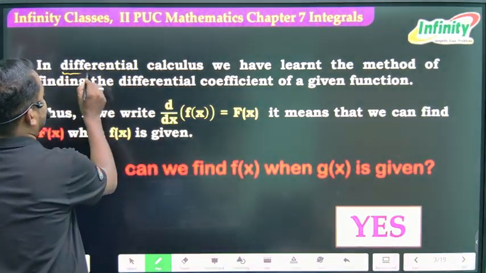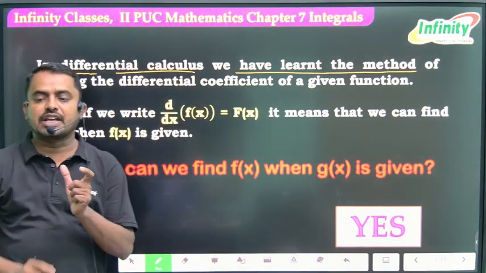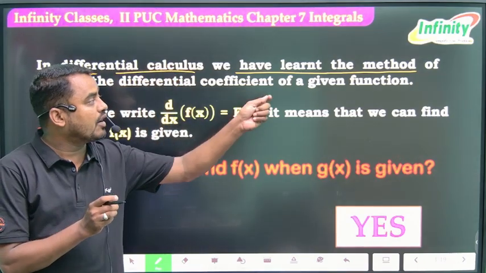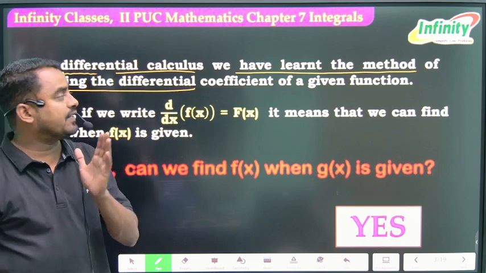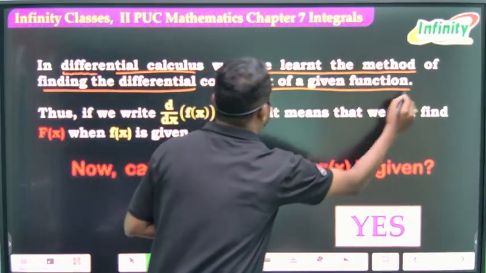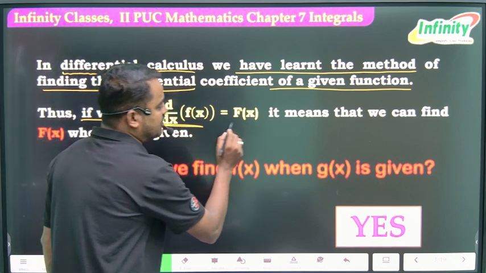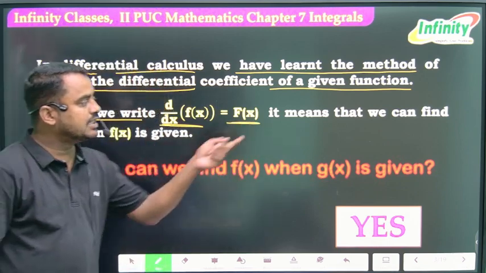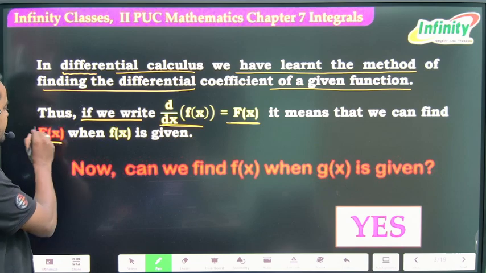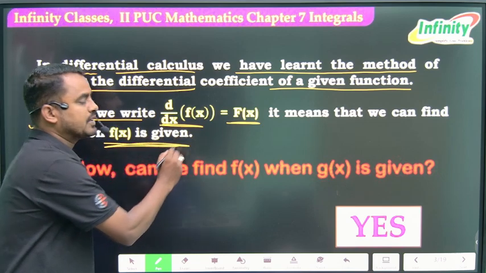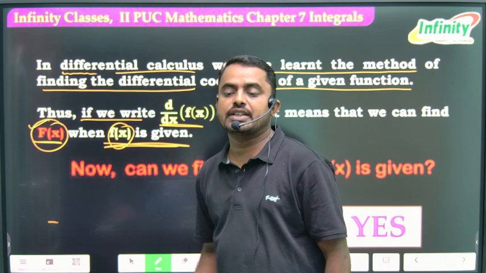In differential calculus we have already learned the method of finding the differential coefficient of a given function. Thus, if we write derivative of F of x is equal to f of x, it means that we can find f of x when F of x is given. If F of x is given, we can easily find f of x by doing the differentiation.